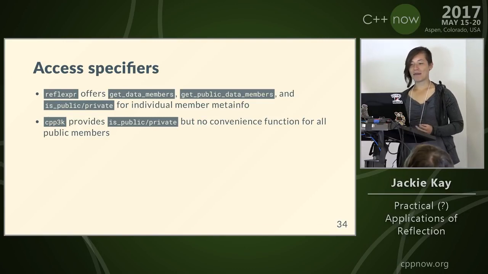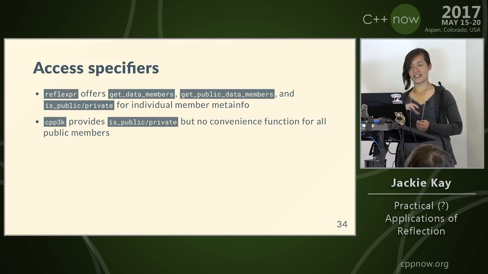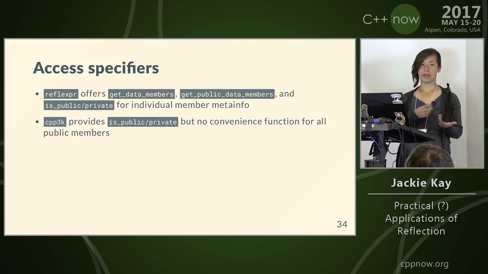Okay, so the next thing I want to address is this access specifiers discussion. In the current state of the implementation that I worked with, understand that with the proposals, things are always changing, by default, get data members and the member variables in the other implementation reflects on all public members. In the reflexper implementation, there's a get public data members, which will only give you the public data members. And both of the implementations provide an is public or an is private for a meta information. So at compile time, you can determine if a certain member is public or private.